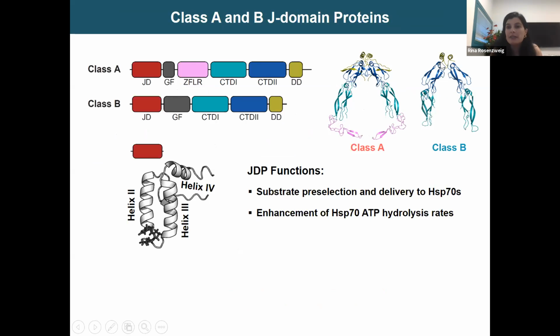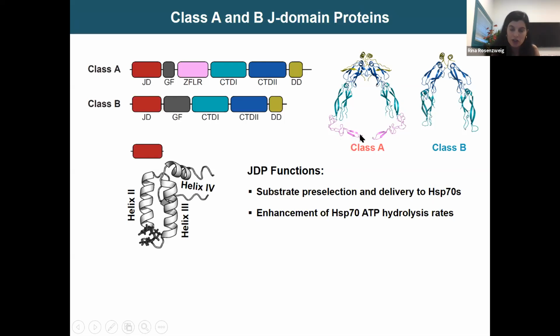Now, what you see here is both class A and B are homodimers. They have this dimerization domain followed by two substrate binding domains. So this C-terminal domain 2 and C-terminal domain 1 in cyan. Class A also have this zinc binding-like region, which is absent from class B. So this is the difference between the two classes. These domains are responsible for interacting with substrates. And in addition, we also have this N-terminal, very, very conserved J domain. And this is the domain that binds and activates HSP70. And this domain is connected by a long, flexible glycine-phenylalanine-rich linker to the rest of the protein.